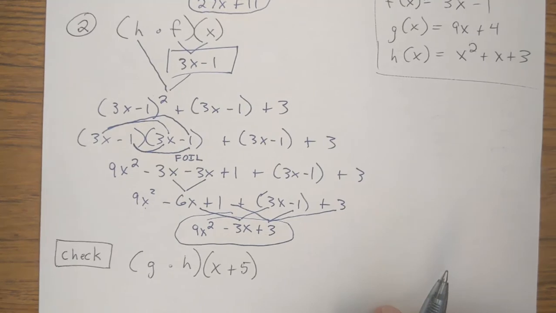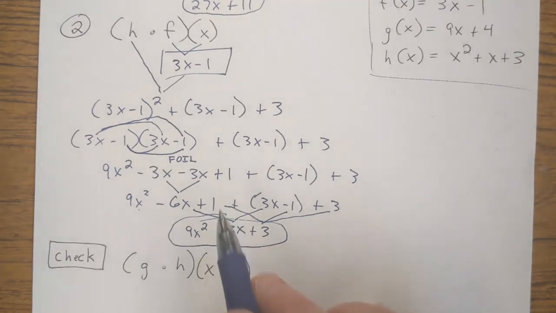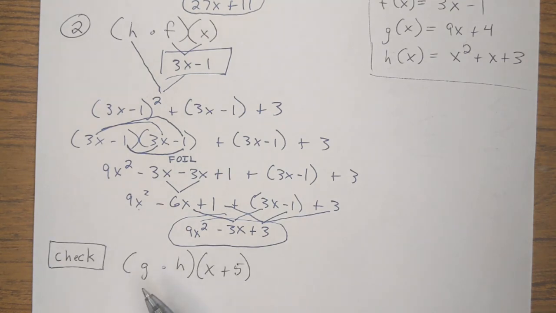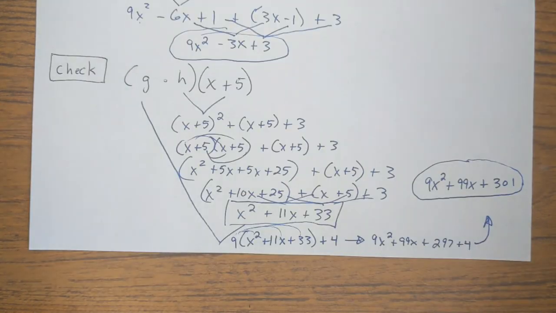All right, I'm going to leave this example up here so you can reference back to it, but I want you to try this check problem now on your own. We need to find g of h of x plus 5. Go ahead and hit the pause button and work this out on a sheet of paper. As soon as you hit unpause, you'll be able to see the answer, check your work, and see how you did. And here is your solution.